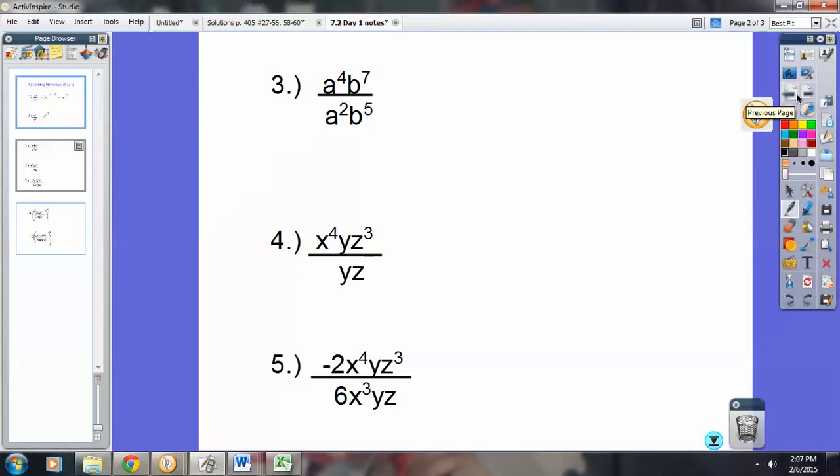Example 3. I've got 2 variables involved. Does that make a difference? No. It shouldn't. 4 minus 2, looking at my a's, 4 minus 2 is 2, a squared. B, 7 minus 5, 2, a squared, b squared.